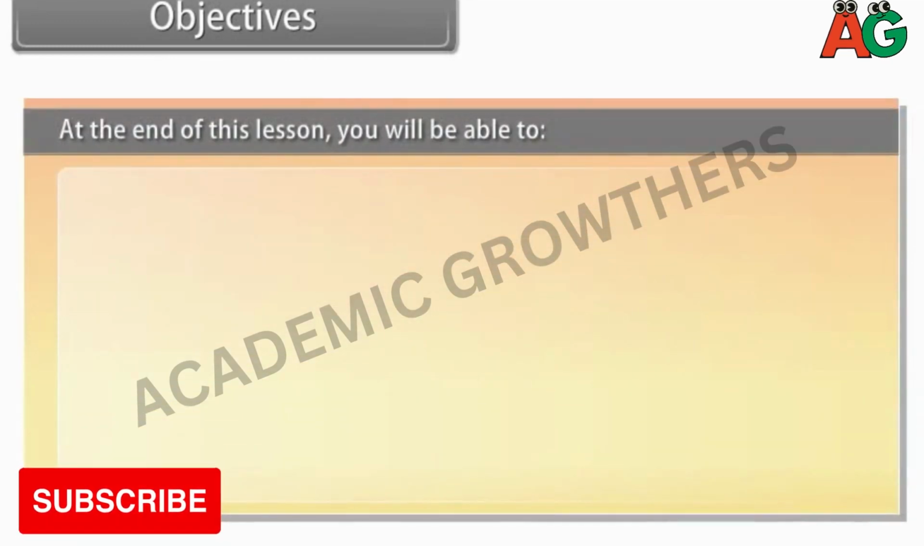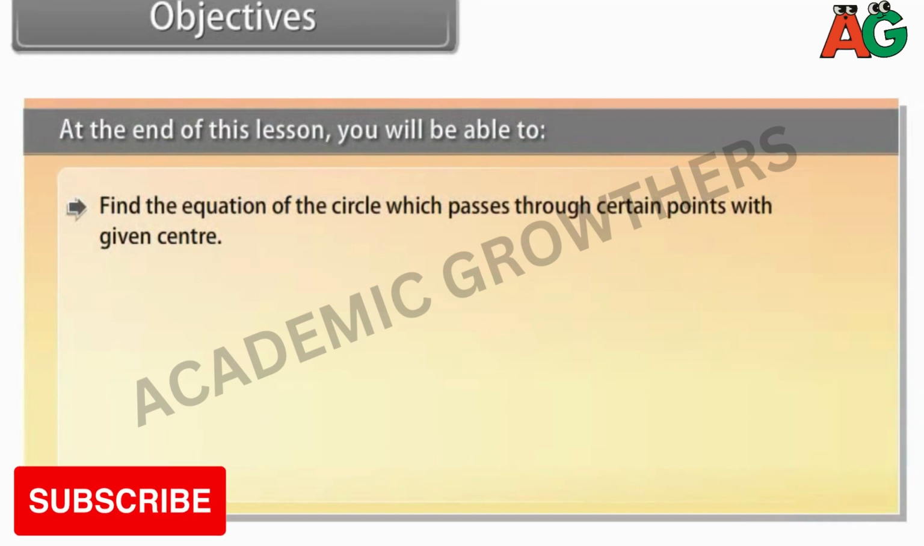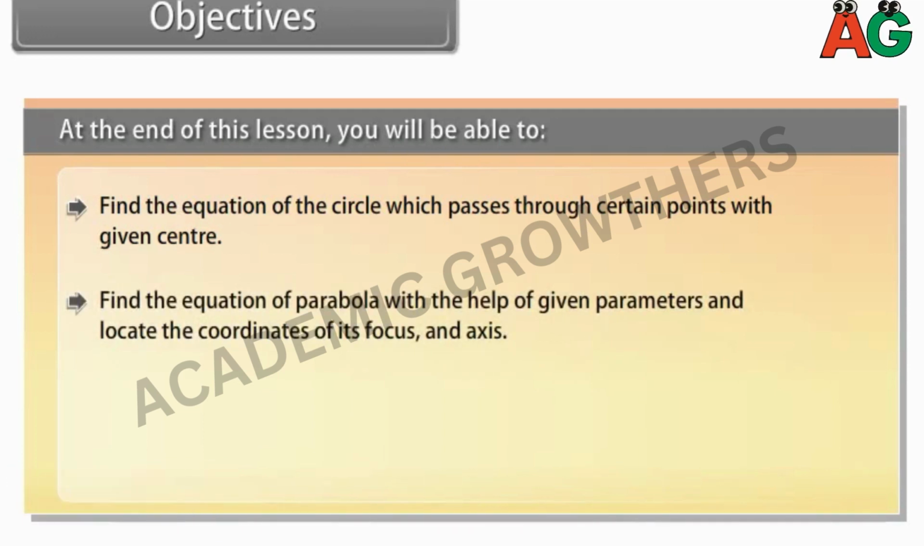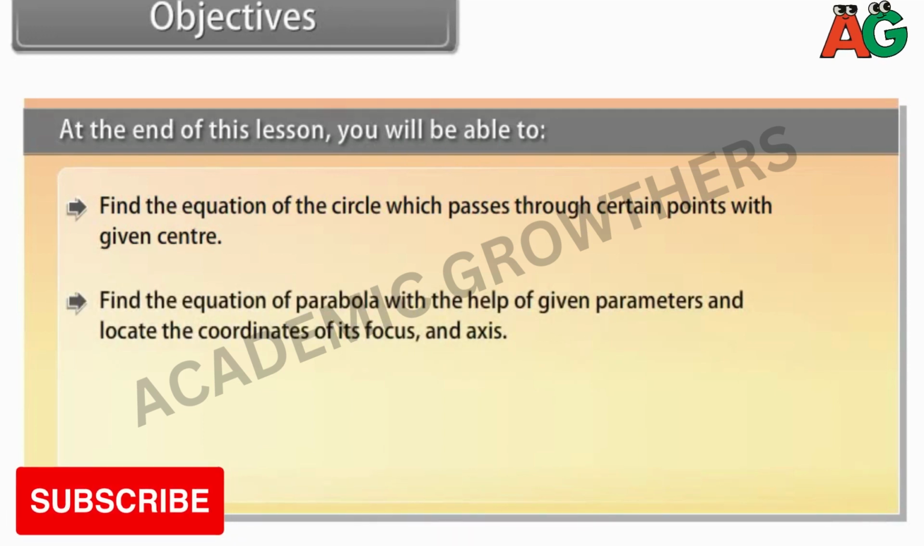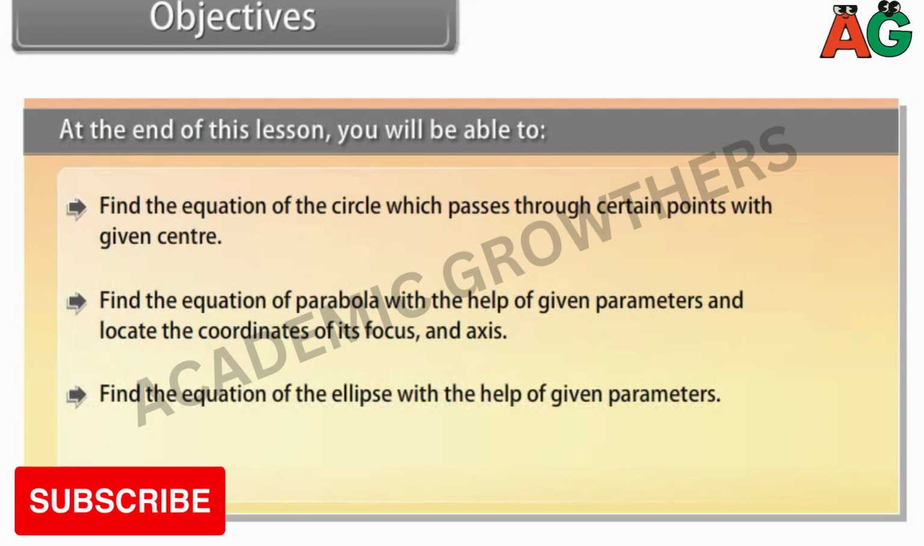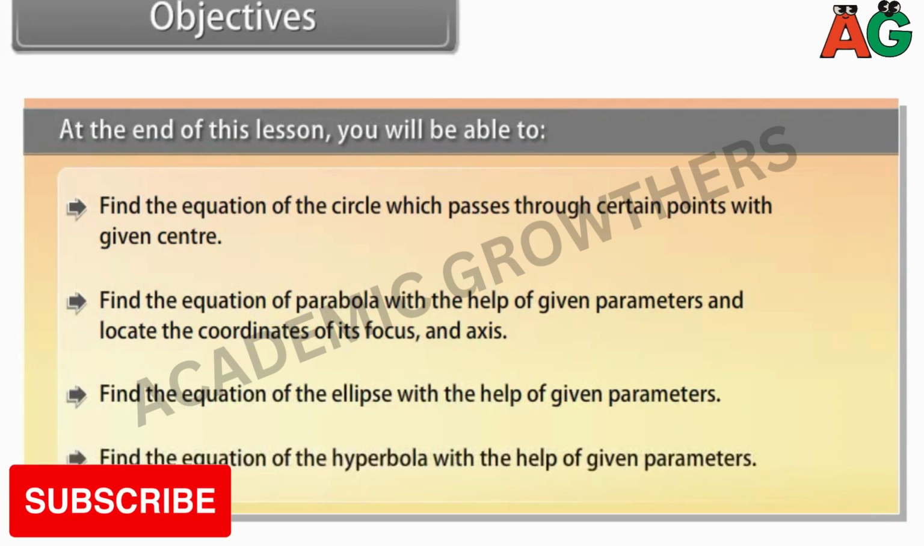Objectives. At the end of this lesson, you will be able to find the equation of the circle which passes through certain points with a given center. Find the equation of a parabola with the help of given parameters and locate the coordinates of its focus and axis. Find the equation of the ellipse with the help of given parameters. Find the equation of the hyperbola with the help of given parameters.